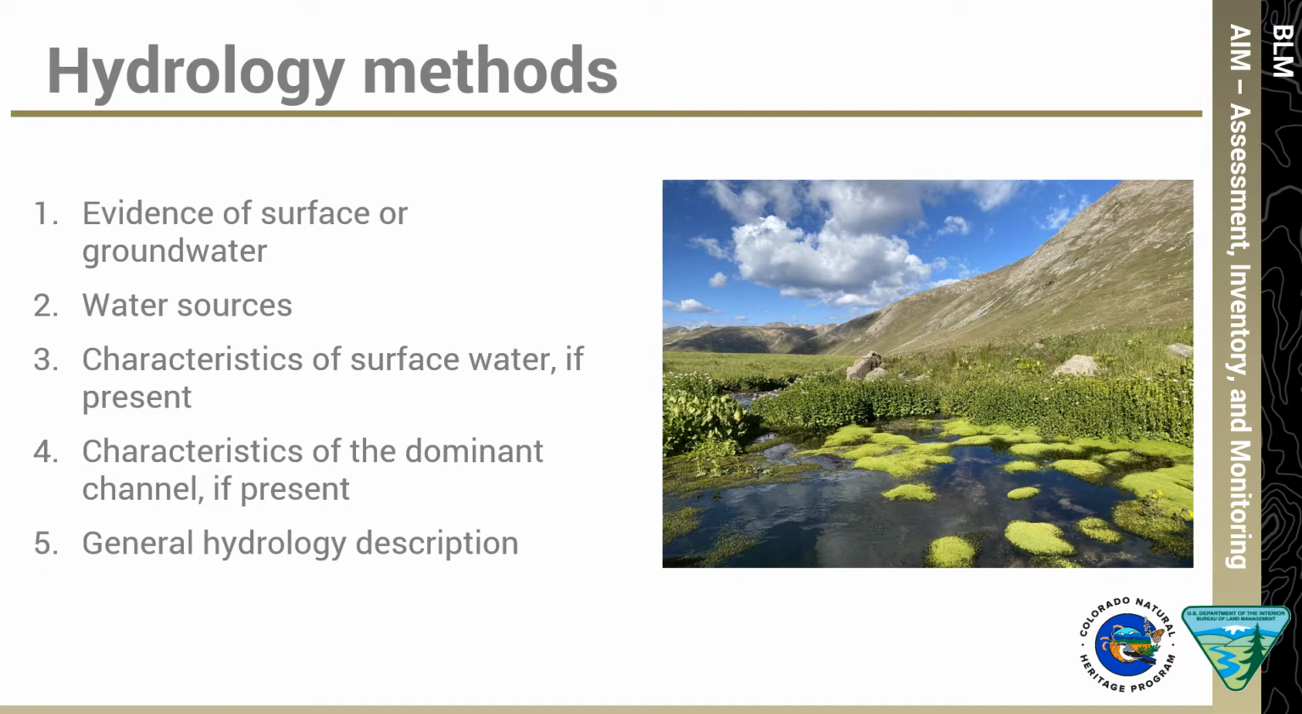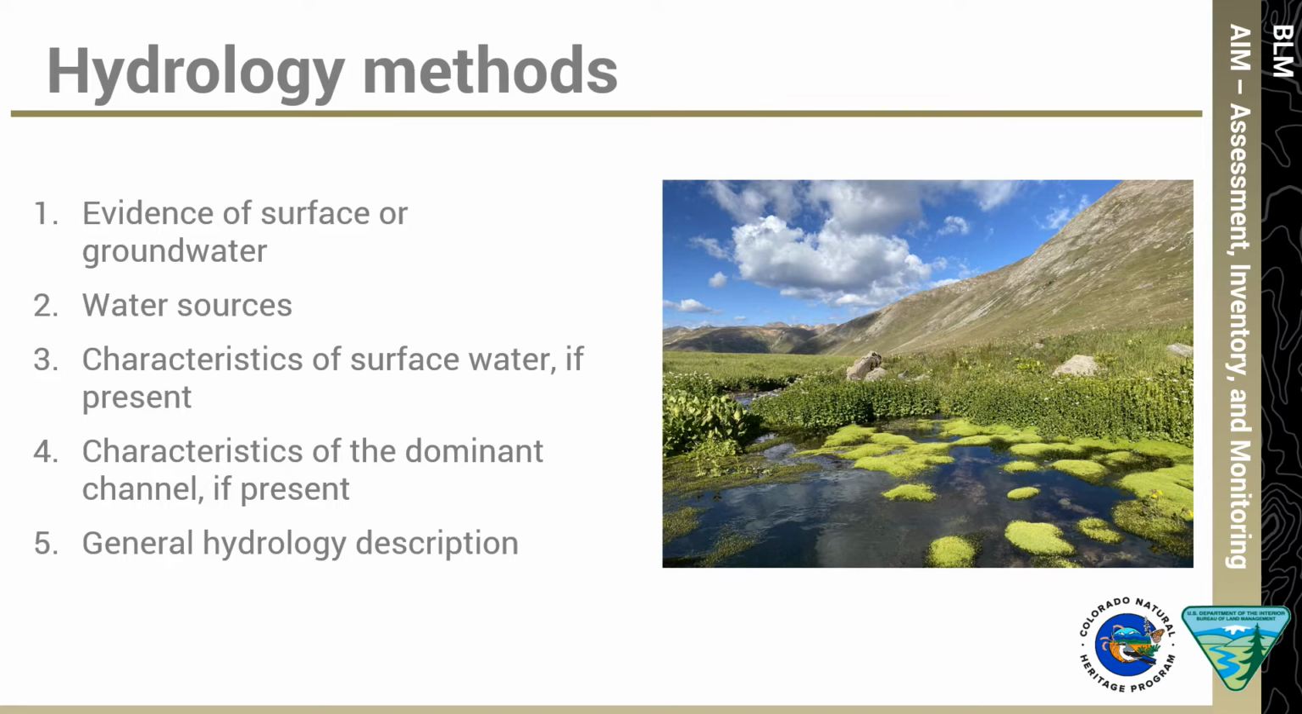Though hydrology is a critical characteristic of riparian or wetland areas, it can be difficult to characterize and measure in the field because hydrology is dynamic and variable. The Riparian and Wetland AIM protocol considers hydrology a covariate method, meaning that it's used to help characterize the site for purposes of classification, stratification, or a wetland's ecological potential.